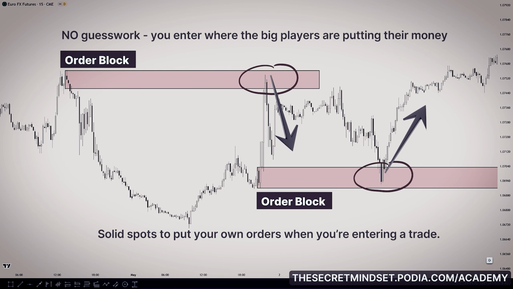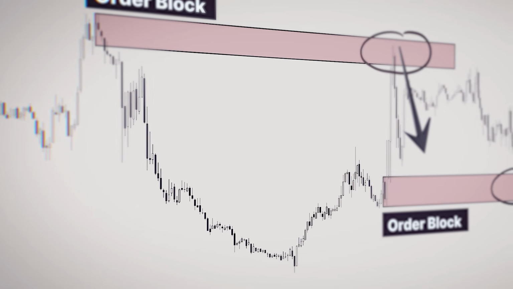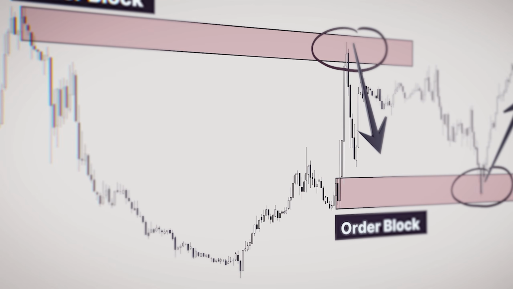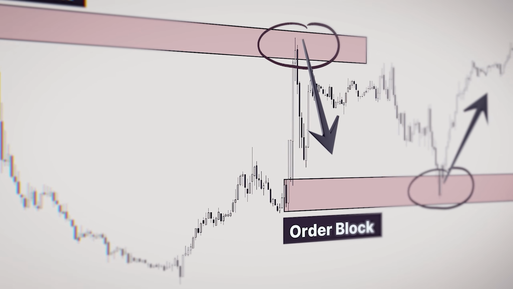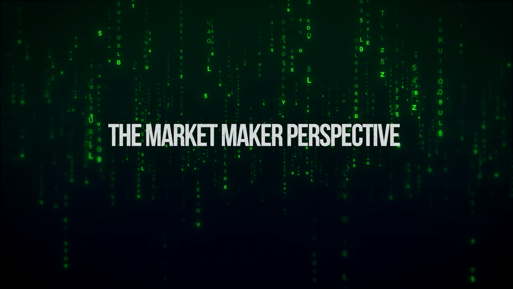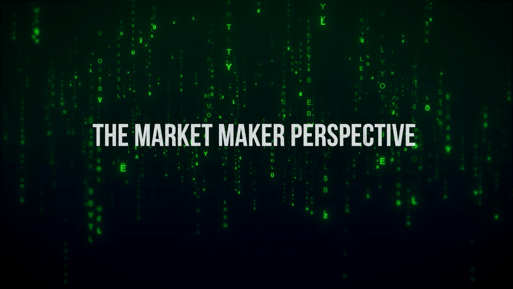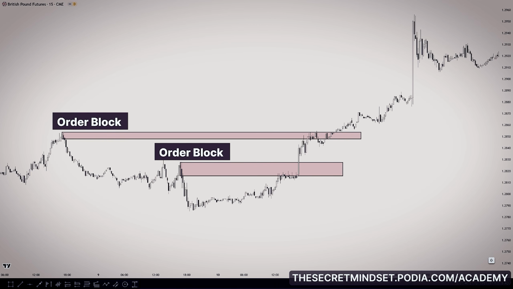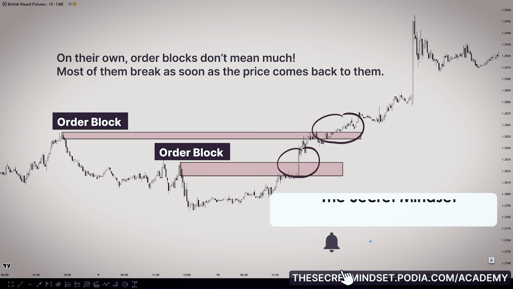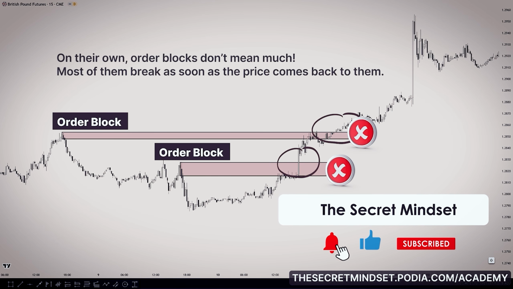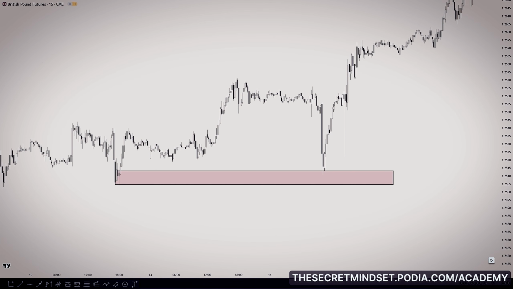This isn't just guesswork. It's based on where the big players are putting their money. You're not just picking random points. You're using levels that have real significance in the market. Now, here's the reality. Order blocks aren't magic bullets. They only work if you know how to spot real liquidity in the market. On their own, order blocks don't mean much. In fact, most of them break as soon as the price comes back to them.